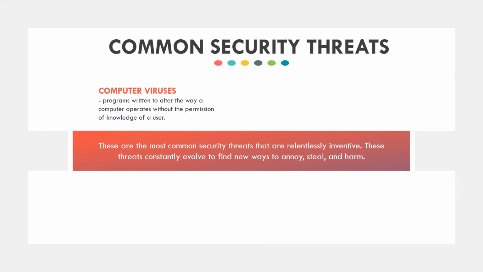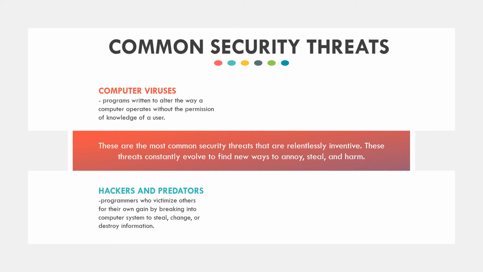A computer virus is a malicious software that is loaded onto a user's computer without their knowledge, replicates itself, and performs malicious actions. Viruses such as worms, trojans, rootkits are three of the most common viruses that may destroy the system of your computer. Second, we have hackers and predators.